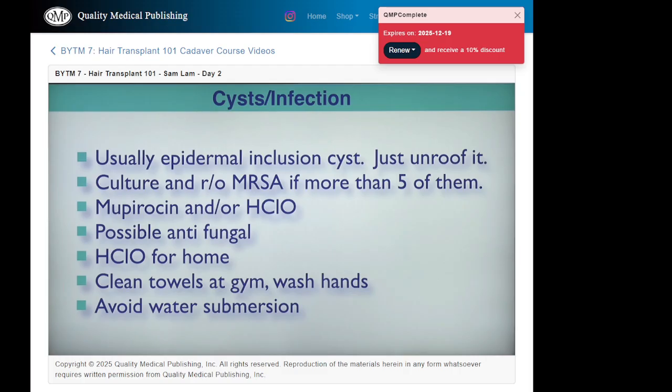Rule out antifungal. I sometimes send them home with hypochlorous acid to spray their scalp a little bit. I know it can theoretically harm graft tissue. I don't think it does. If it's a decent infection, I would rather just have them spray a little bit on there. Obviously, look at clean towels in the gym, et cetera. Avoid water submersion, as I mentioned.